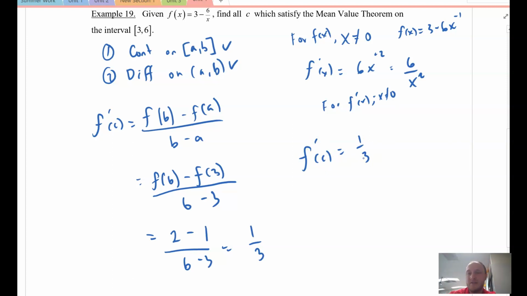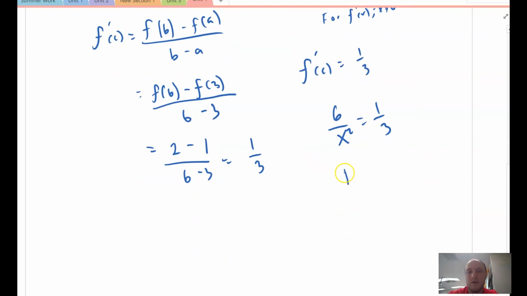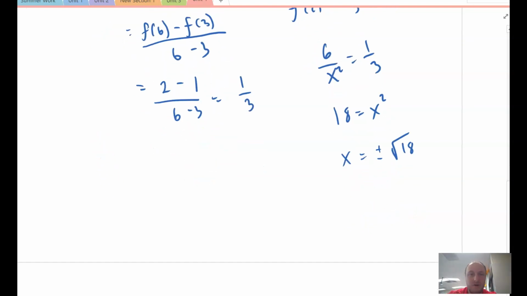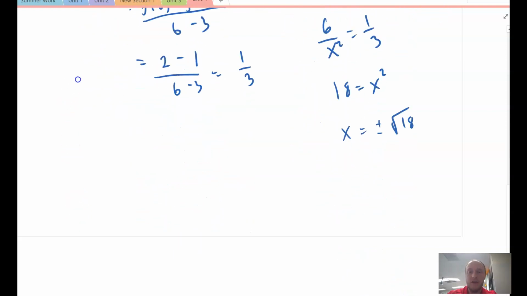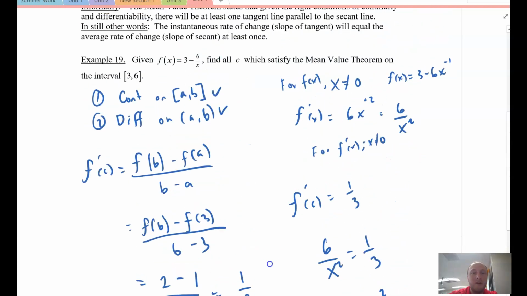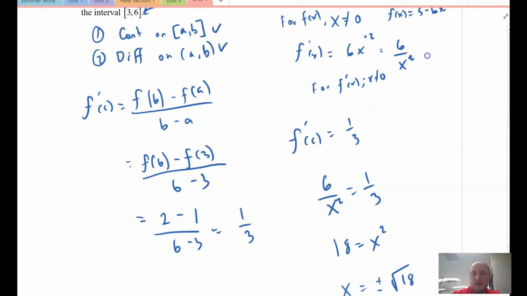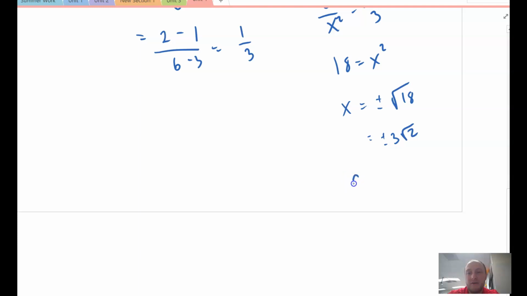Well, my f prime is 6 over x squared, which is equal to 1/3. So I want to solve this. We can cross multiply, and we get 18 is equal to x squared. Take the square root, and you get x is equal to plus or minus the square root of 18. First of all, which of these is on our interval? The square root of 18 is 3 root 2, so plus or minus 3 root 2, and our interval is 3 to 6. I'm not going to include the negative value. We'll throw out the negative value, and so therefore c is equal to 3 root 2.